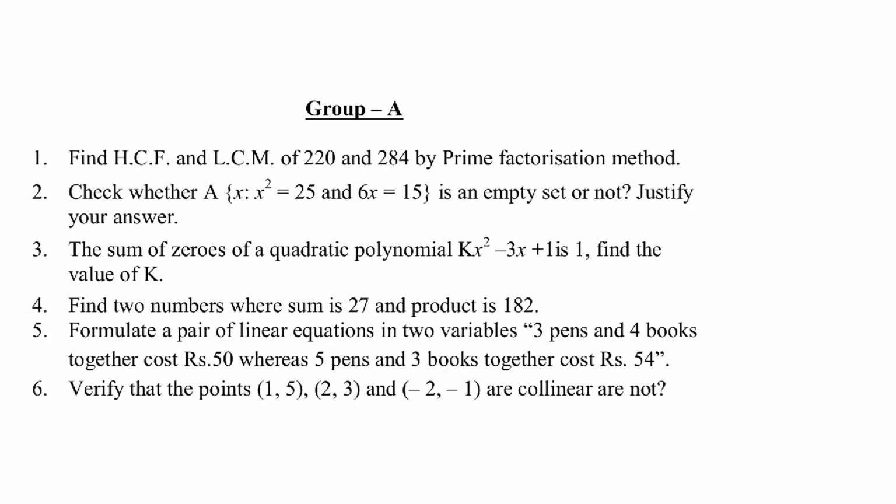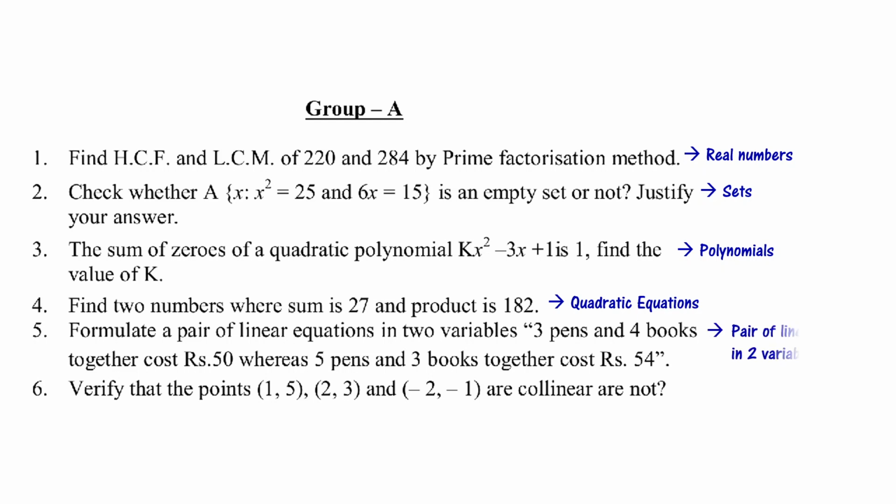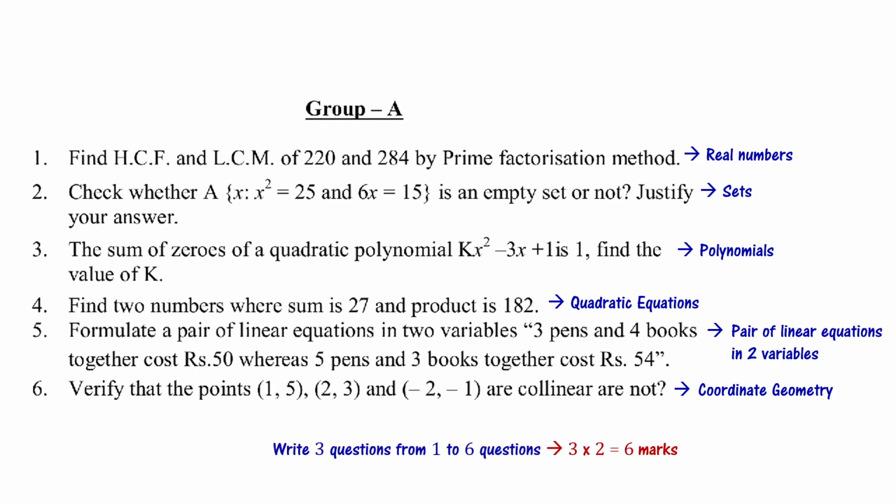Let's see the questions. Group A has 6 questions. The first one is from real numbers. The second is from sets. The third is from polynomials. The fourth is from quadratic equations. The fifth is from pair of linear equations in two variables. The last one is from coordinate geometry. As I said earlier, you have to write only 3 of these 6 questions, so that you will get 6 marks. Right? Let's see group B of section 1 now.